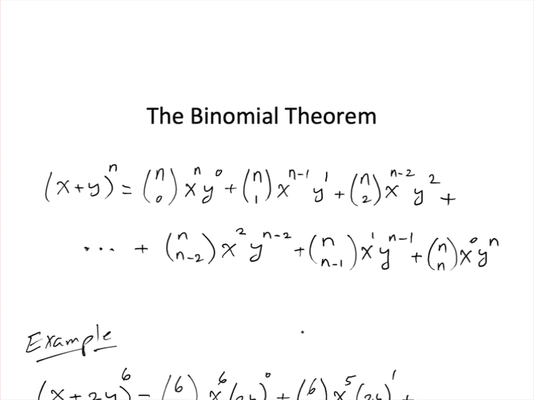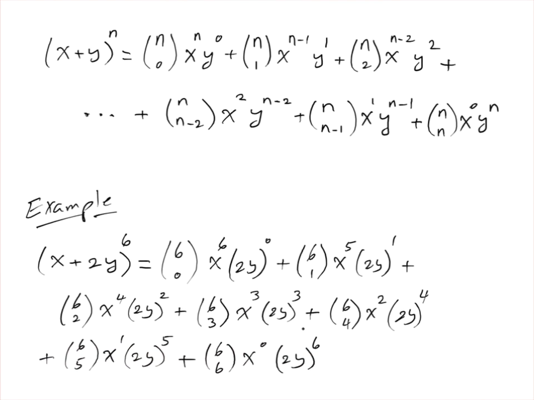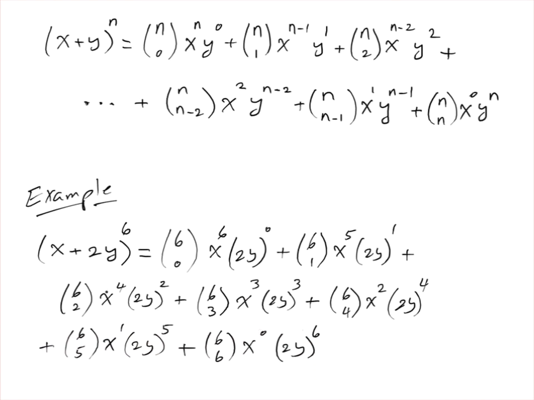Let's look at an example. (x + 2y) raised to the power 6. Here the x is x, the 2y is y. You know, they don't have to be always just a single symbol. They can be a multiple of a variable like 2y, or they could be positive or negative, you know.